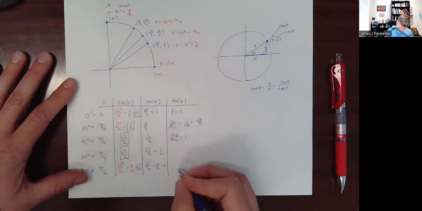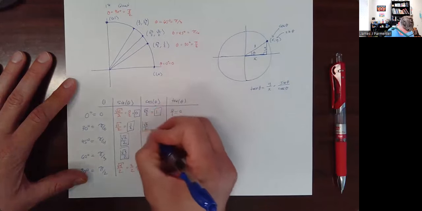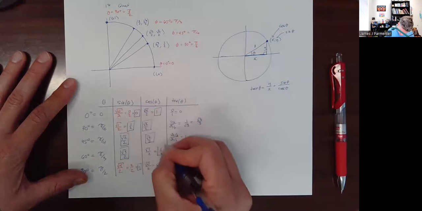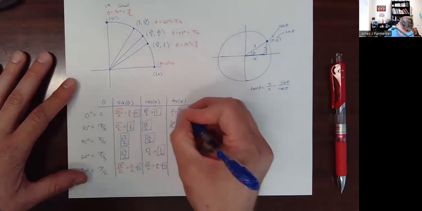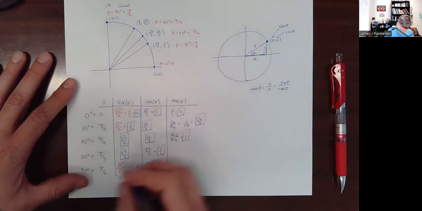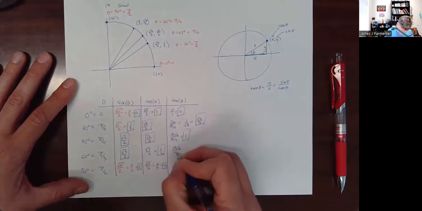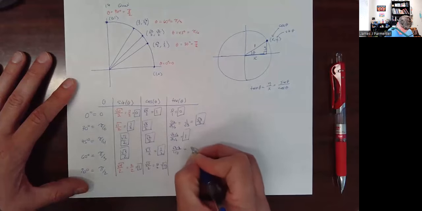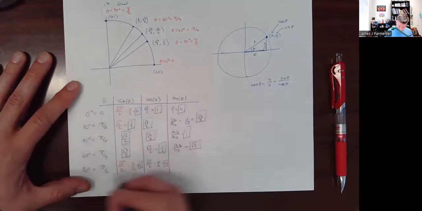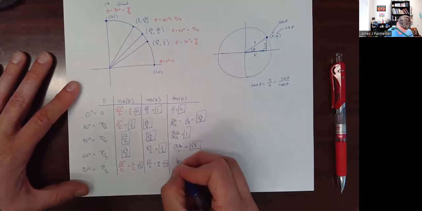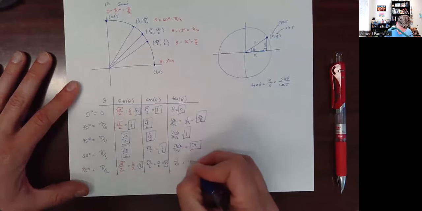1. Finally, tangent of 60 degrees is root 3 over 2 divided by 1/2. Again, the denominators cancel and you get root 3 over 1, which is root 3. And finally, tangent of 90 degrees is 1 divided by 0, which is undefined.